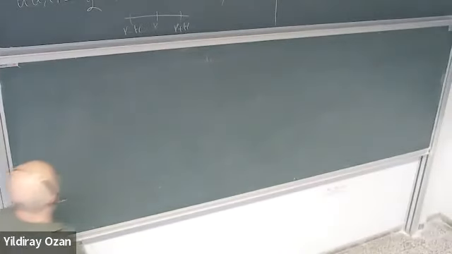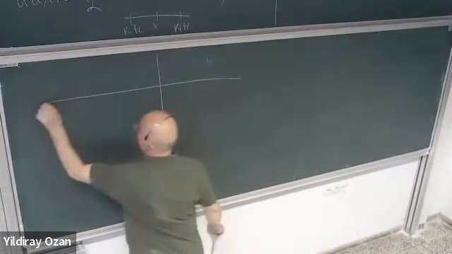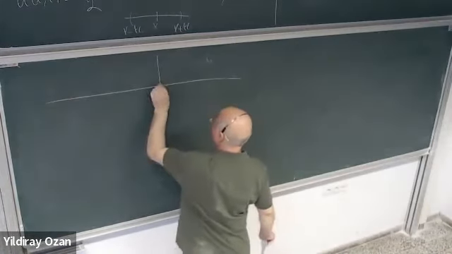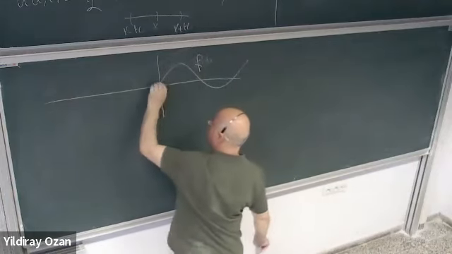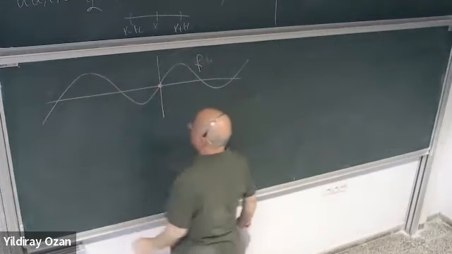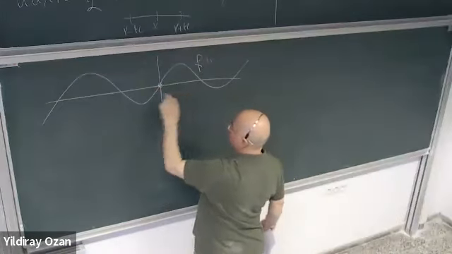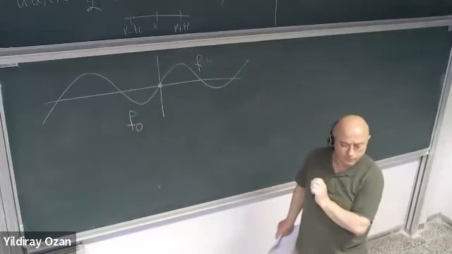So we assume this. This was our f. Now we just take its symmetry with respect to the origin. And so this new function is the odd extension of f. Okay?